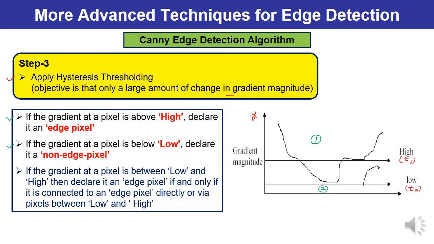Now the third condition, which is very important, so read this point very carefully. If the gradient at a pixel is between low and high, between T0 and T1, in this third region, then declare it an edge pixel if and only if it is connected to an edge pixel directly or via pixels between low and high, between T0 and T1. So this is how the Canny edge detection algorithm can be applied.